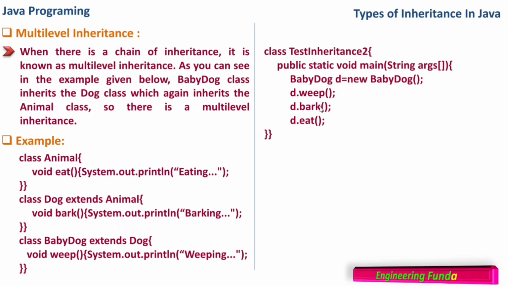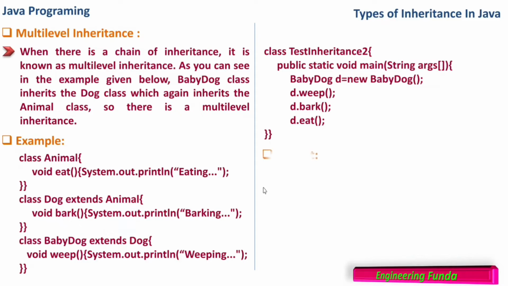Then d.bark, because bark is there in the Dog class and Dog is extended in BabyDog, so bark will be available in the BabyDog as well. So what will this method do? It will print this statement, barking. Then we are calling the method eat. Eat is there in the Animal class, but that is extended by the Dog class, and Dog class is extended by the BabyDog class. So eat is available in the BabyDog class. So eating will be printed when this statement is executed.